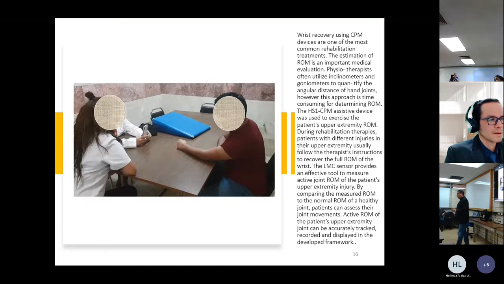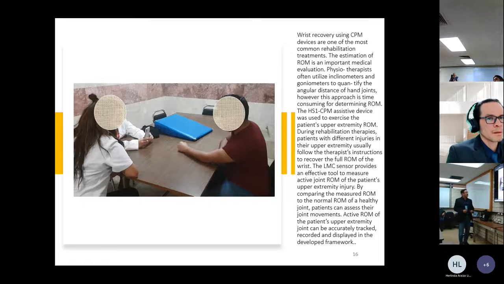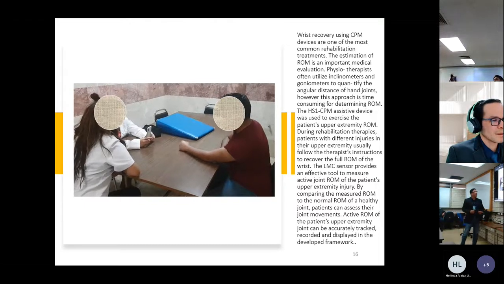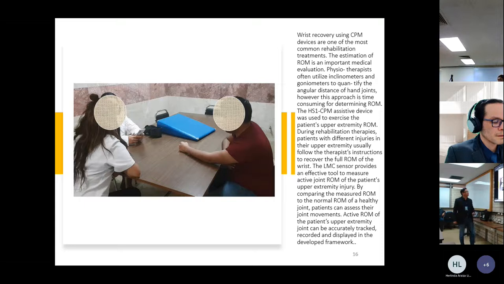The patient has a limitation of his arm, his left arm. We can see him trying to move this member.